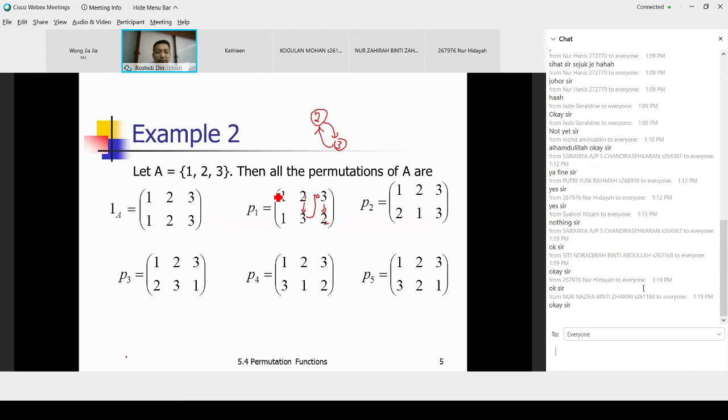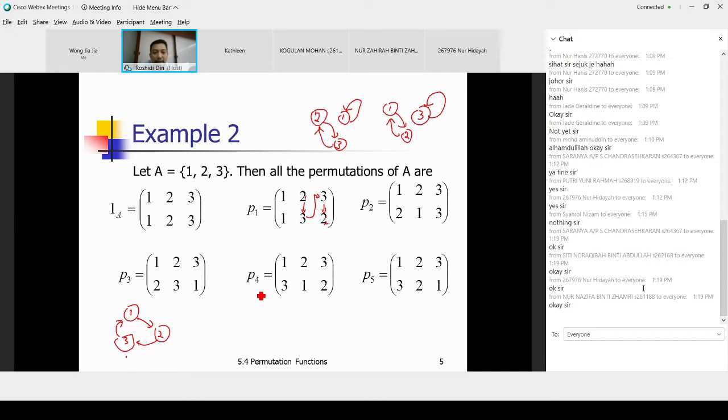Once we put it in matrix representation like this, P1 is 1, 1, 2, 3, 3, 3. The second permutation is 1, 2, 2, 1, 3, 3. It will be like this: 1 maps to 2, 2 maps to 1, 3 maps to itself. For the third case, 1 maps to 2, 2 maps to 3, 3 maps to 1.